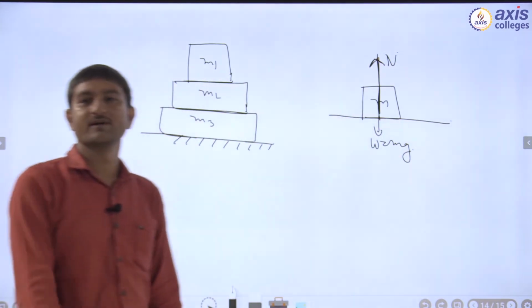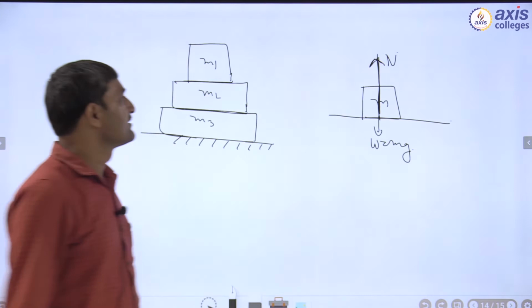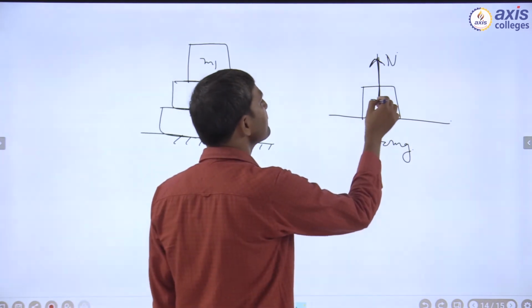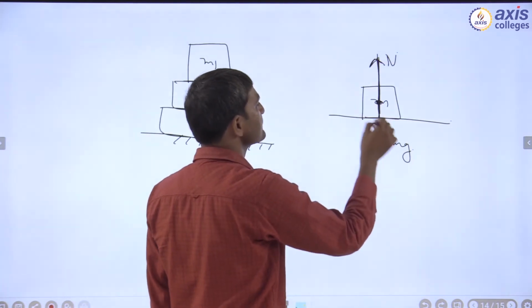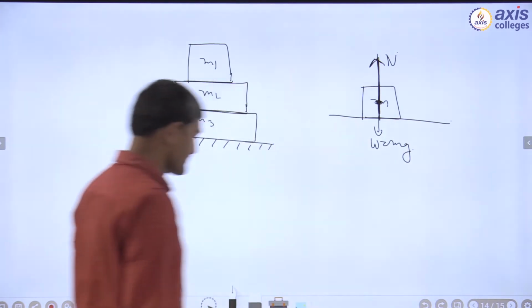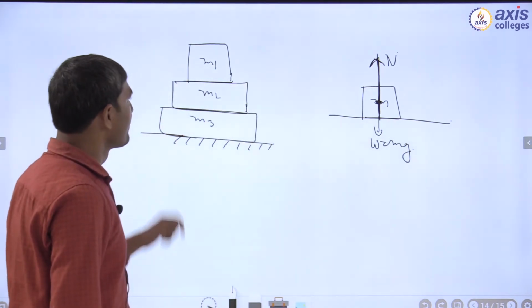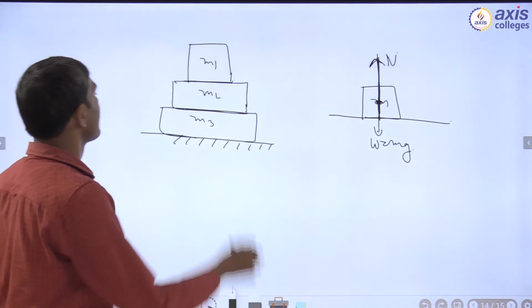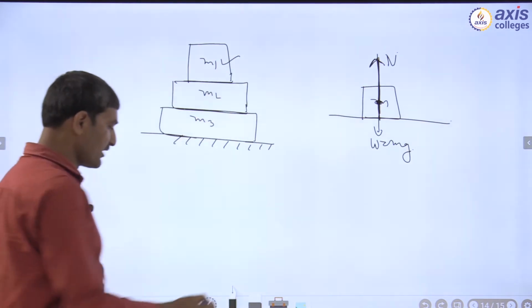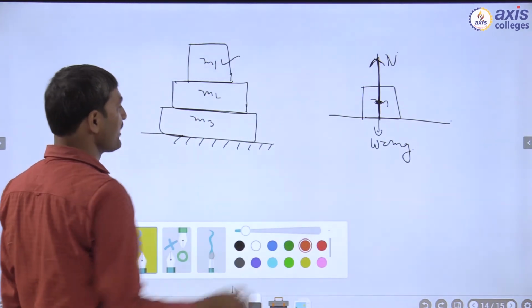This is one important thing. The second thing is that generally it passes through the center of mass. So this is about normal reaction. Now, in this case, if I want to draw the free body diagram of block 1, first I want to draw the free body diagram of block 1.